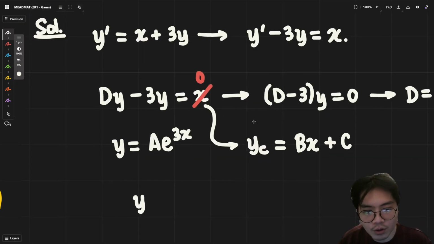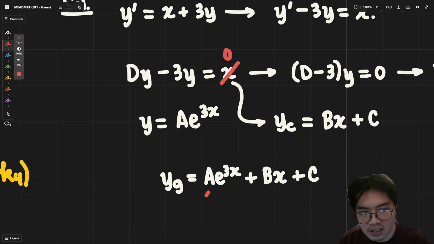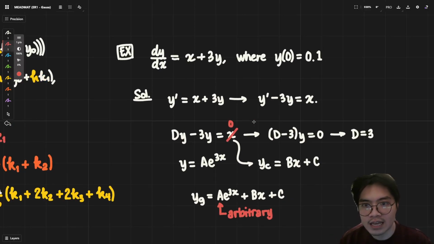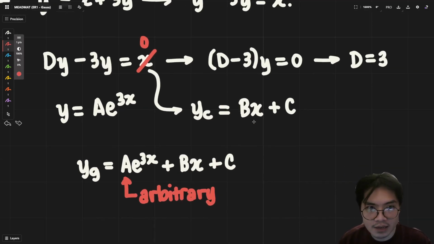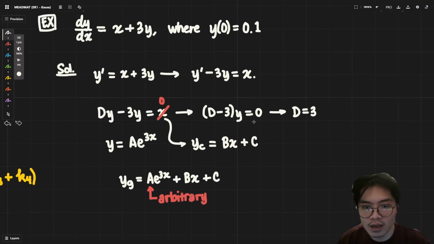Now we can put everything together. You will have your general solution in here, which is going to be ae^3x plus bx plus c. The thing about this is that the a is the only real arbitrary constant. This is the thing that you're supposed to solve when everything is done, when you're going to have your particular solution. That means that you have to determine these undetermined coefficients b and c. How do we do that? Well, we're supposed to put them in the original equation.